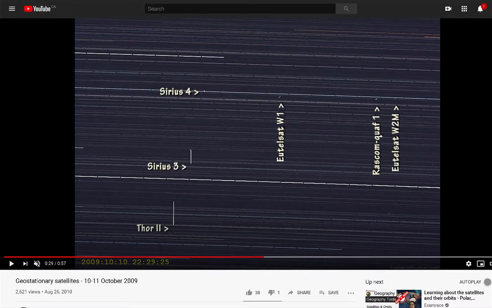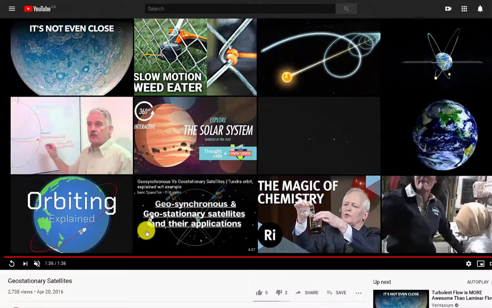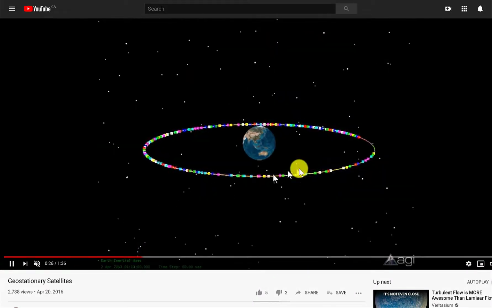And that's perfect for communication satellites. All those satellite dishes that we see on the Earth that are pointing up are all pointing to the ones that are above the equator, because then they stay in the sky at the exact same point.